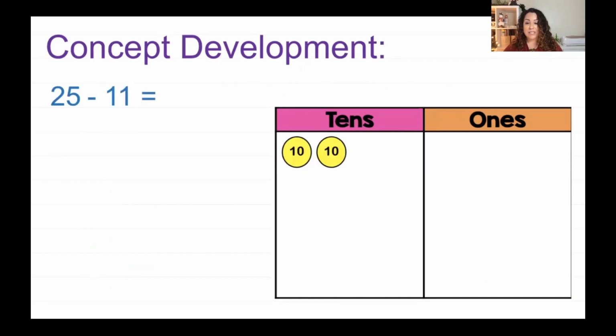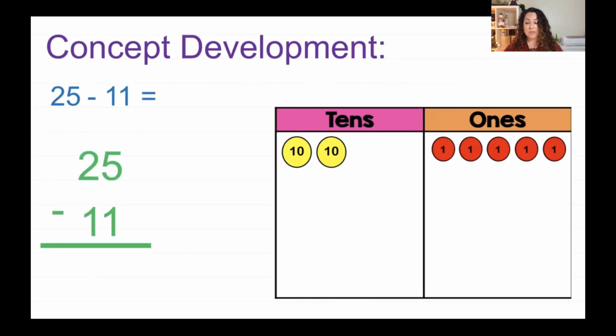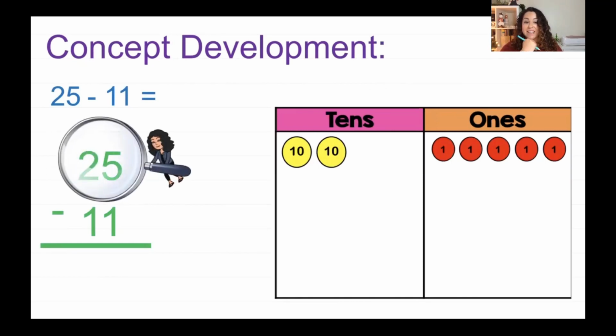Now there's 20 and there's 5. Now I'm going to write it in vertical form. 25, take away 11. And before we even get started, let's take a look at that top number right there. I'm going to get my magnifying glass, and I want to really look at that number 25. The reason we focus on that top number is that, when we compare it to the number below, it's going to tell us whether we have to unbundle a 10. So let's look at that 25.